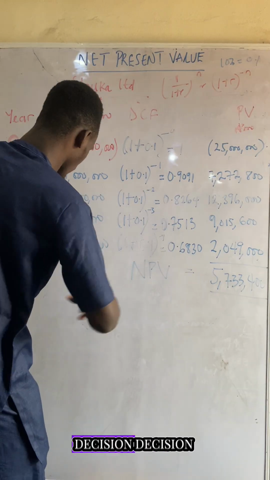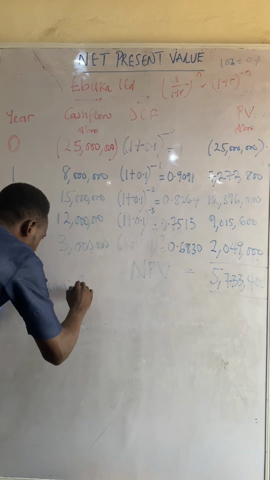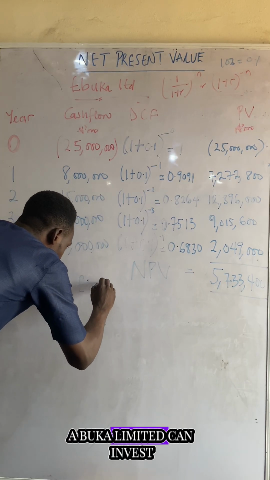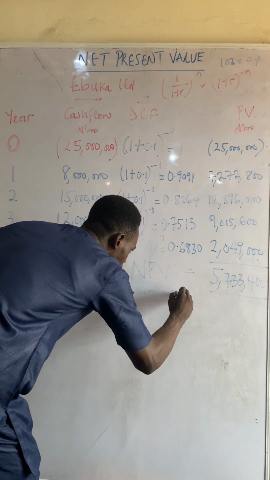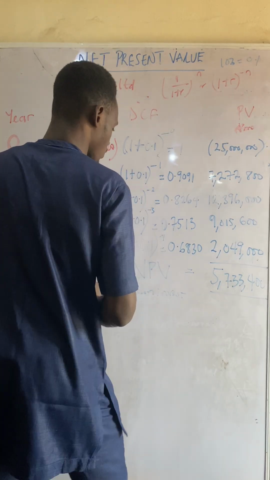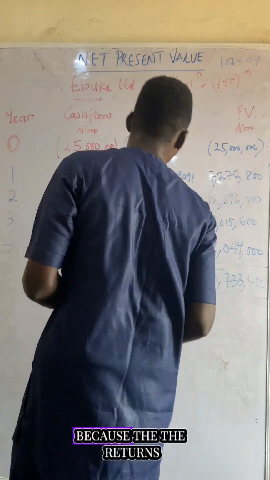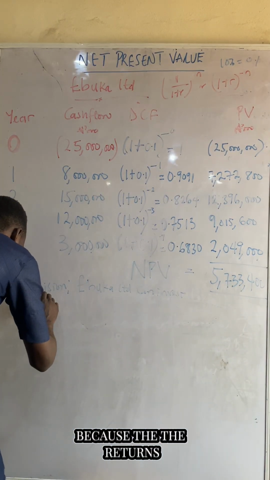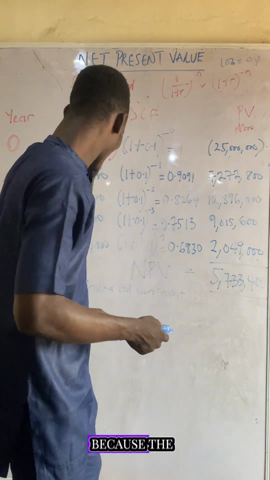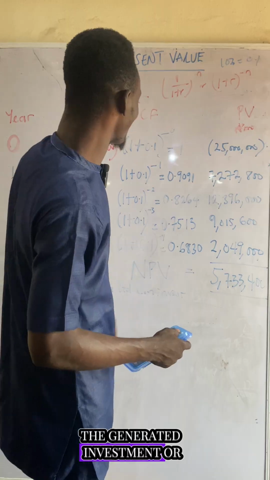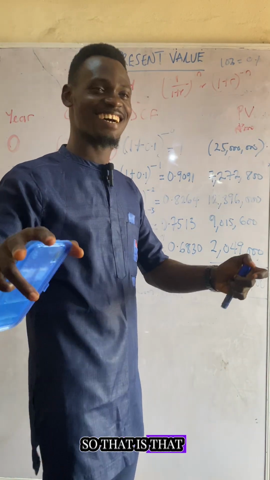Are we good? So decision. Ebuka Limited can invest because the returns, let me just dictate. I don't have ink in my marker anymore. So because the generated investment or returns is greater than the initial investment. Are we good now? So that is that about NPV, net present value.